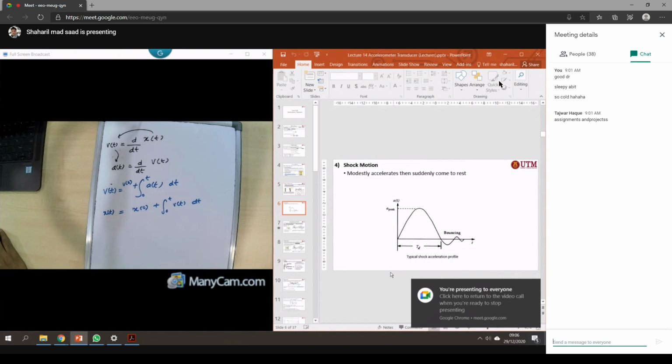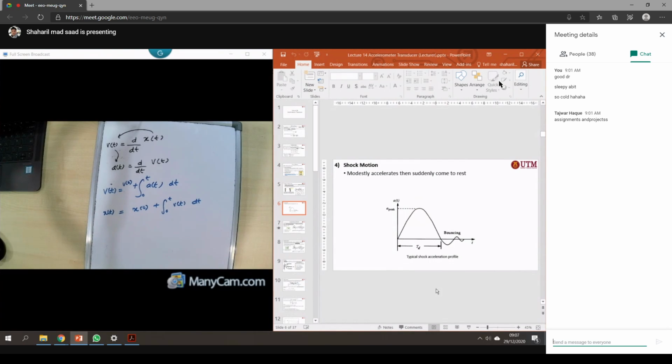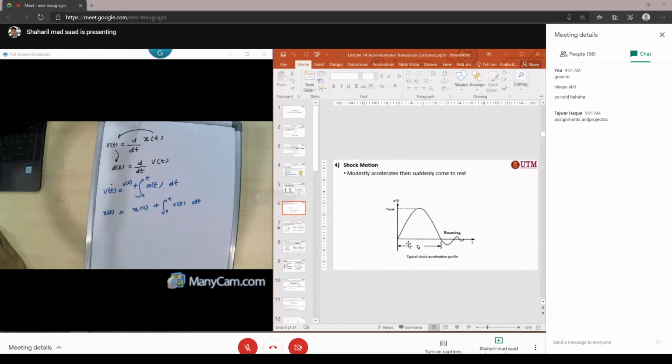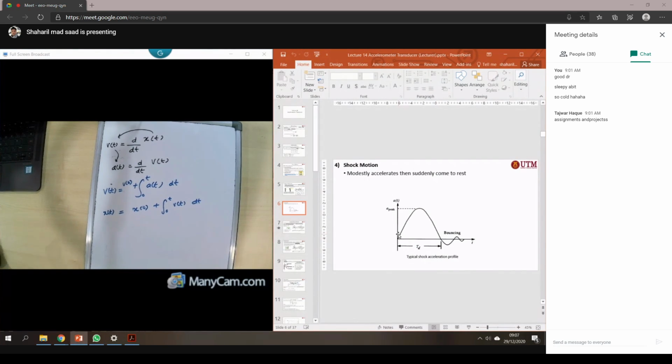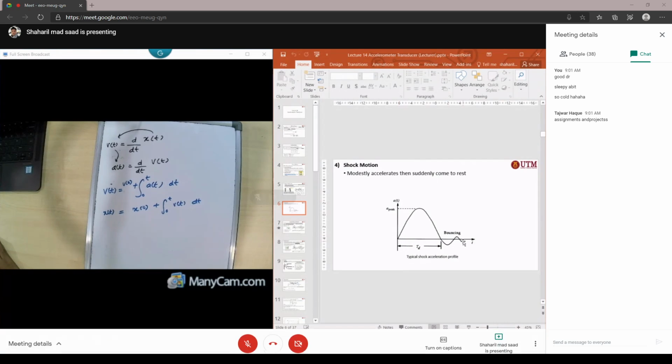For shock motion, some object suddenly comes to rest. For example, you have a ball that you release, and it is going to be stopped.